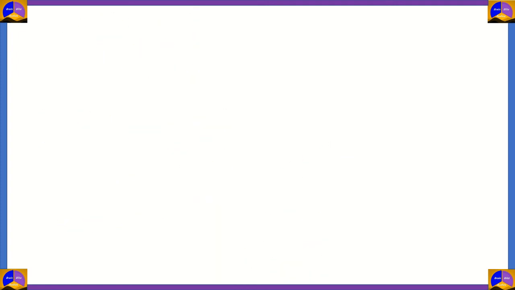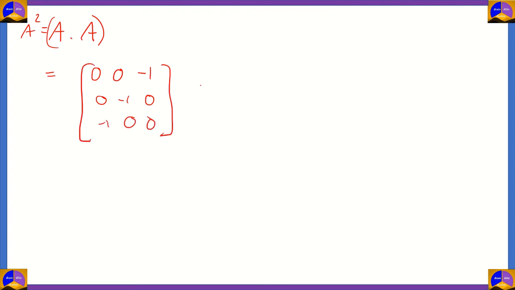Now, how do we prove that? Very simple. You just need to multiply A by itself to get A square. So A multiplied by itself gives you A square. And in this scenario, it is 0, 0, -1, 0, -1, 0, -1, 0, 0, and then you have 0, 0, -1, 0, -1, 0, -1, 0, 0. This multiplication is a little different from what you usually use to multiply. It's matrix multiplication once again.